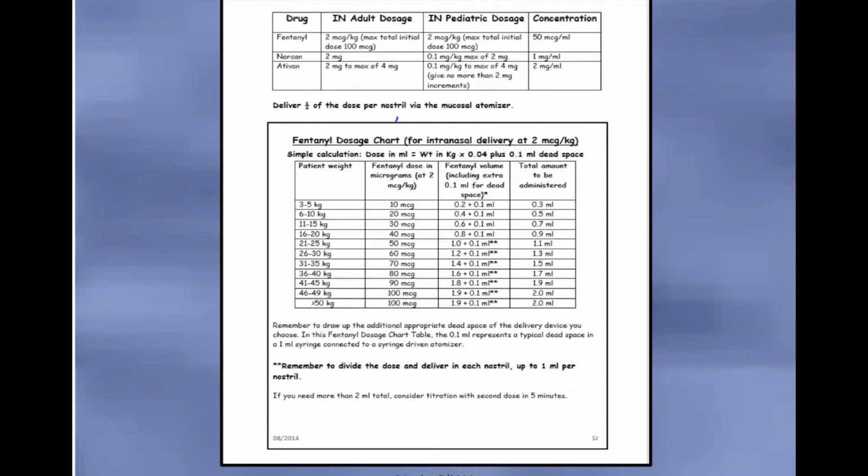Remember to divide the dose. Deliver half in each nostril, up to 1 milliliter per nostril. If the patient weighs more than 50 kgs for fentanyl, then you would have to give the dosing in 2 doses, which is appropriate if you need to, but you have to wait at least 5 minutes before you give and titrate the second dose. Obviously, in that time, an IV could most likely be established for an IO, and at that point, you may not need to use your intranasal administration route anymore unless you choose to.